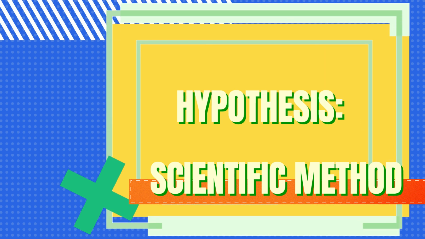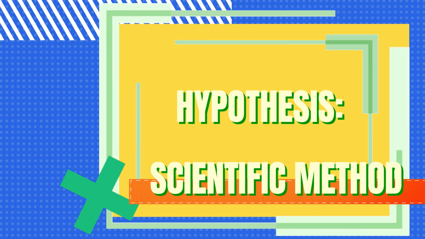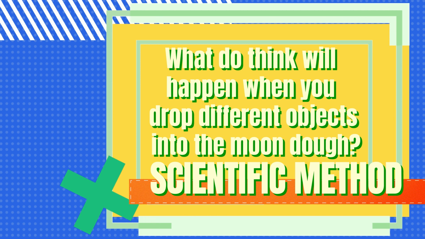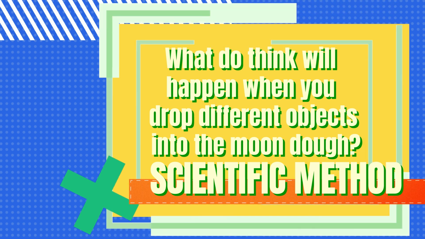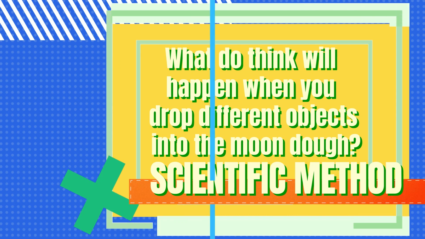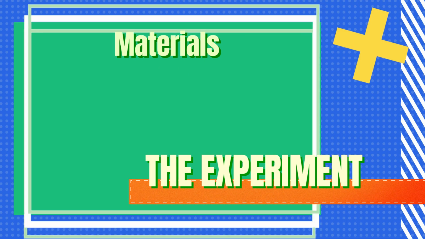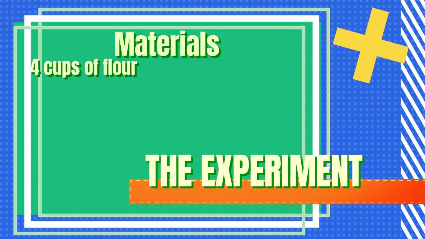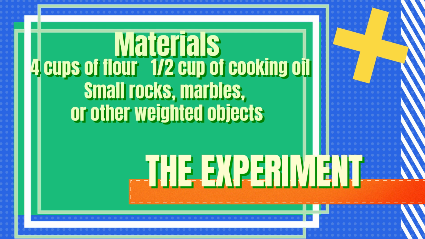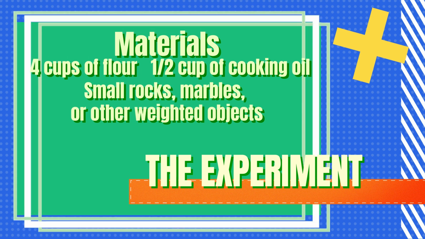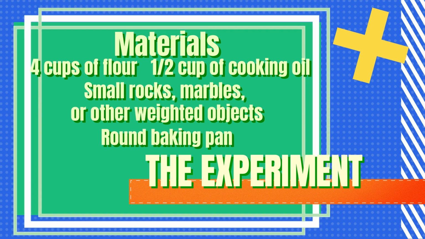After you figure out what the question is, you need to make a hypothesis on what will happen in the experiment. What do you think will happen when you drop the different objects into the moon dough? So let's get started on our experiment. The materials you will need to do this experiment are 4 cups of flour, half a cup of cooking oil, small rocks, marbles, or other weighted objects for making craters, and a round baking pan.